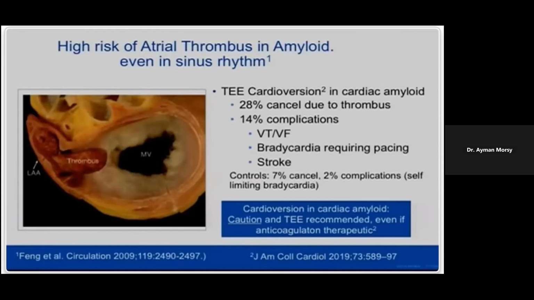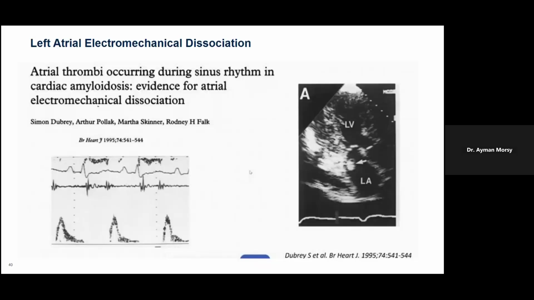Why, in a patient with cardiac amyloid who is not in atrial fibrillation, is it very common to see left atrial appendage thrombus? There is a very nice term, and I like it: left atrial electromechanical dissociation, which is very important. Atrial thrombus occurs during sinus rhythm in cardiac amyloid patients, evidenced by atrial electromechanical dissociation. And as a cardiologist, I like this term.